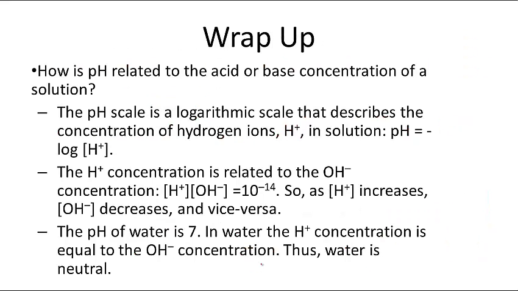Okay, summary. How is pH related to the acid or base concentration of a solution? It's a scale that describes the concentration of hydrogen ions. pH is the negative log of H plus. H plus concentration is related to OH minus, so the product of the two equals 10 to the minus 14th, and as one goes up, the other goes down. The pH of pure water is 7. In water, the H plus concentration is equal to OH minus, thus water is neutral.